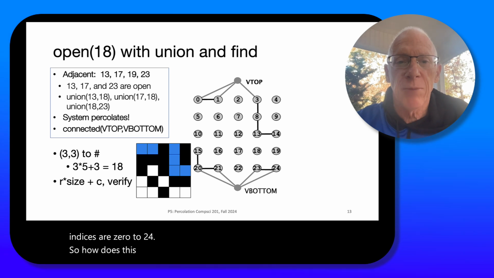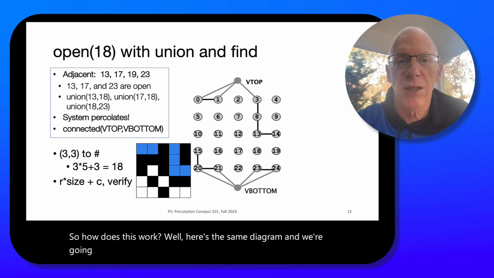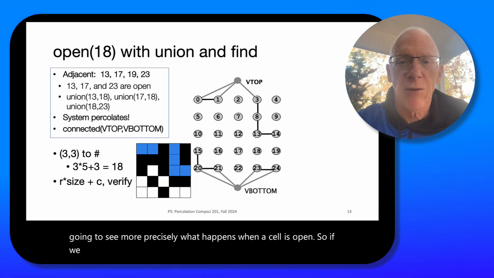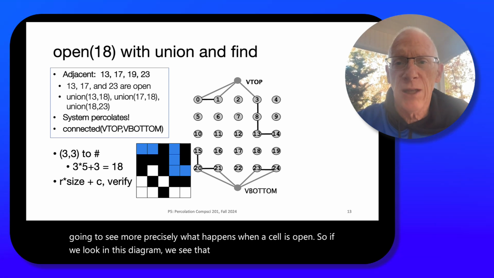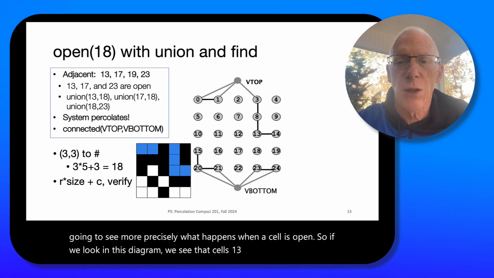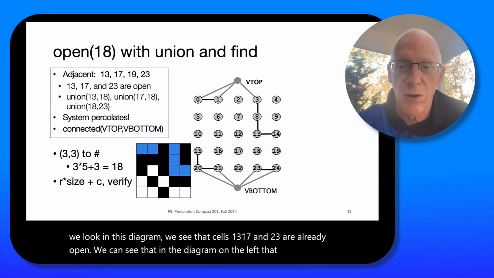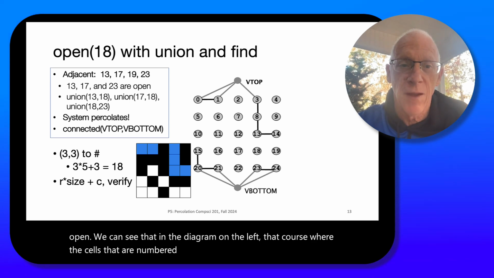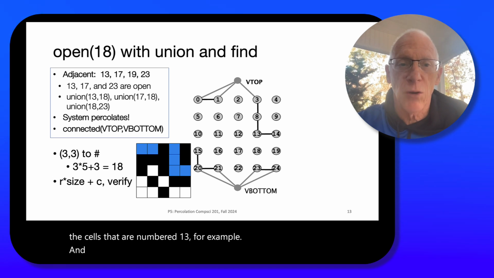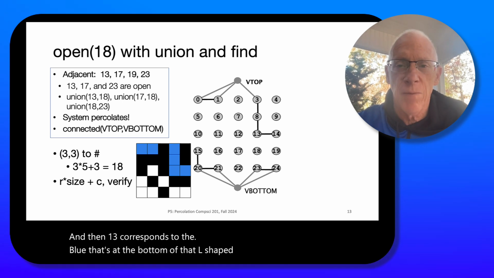Well, here's the same diagram, and we're going to see more precisely what happens when a cell is opened. So if we look in this diagram, we see that cells 13, 17, and 23 are already open. We can see that in the diagram on the left, where the cells numbered 13, for example, corresponds to the blue at the bottom of that L-shaped figure on the right. 14 is 1 to its right, and then 8 and 3.